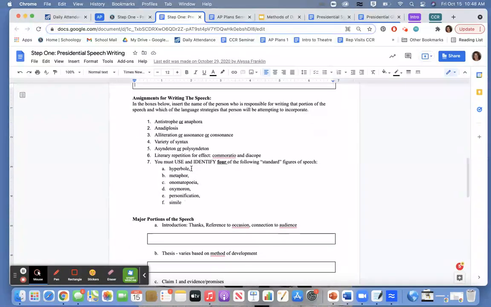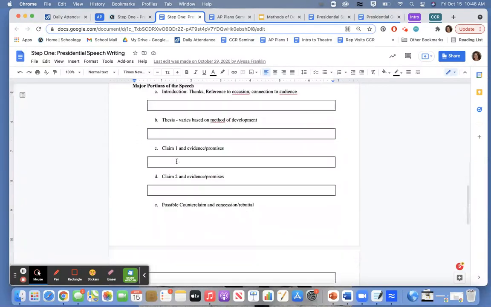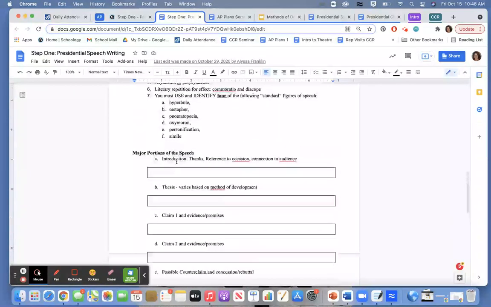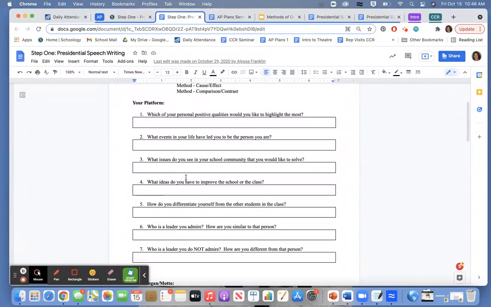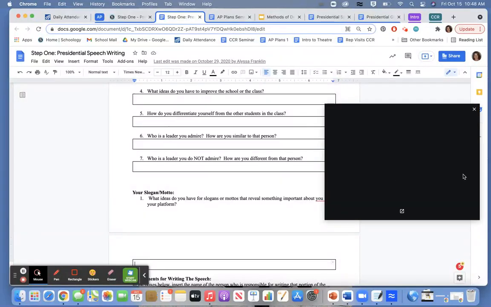Now, this part right here, assignments for writing the speech, you don't need to worry about right now, because we'll be getting to that a little bit later once you decide who's going to be your president and who's going to be your vice president. I want you to fill out this for yourself. One of the first things we'll do, and the campaign slogan and motto, come up with your own campaign slogan and motto.